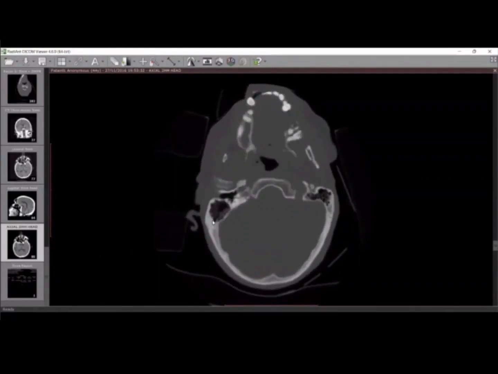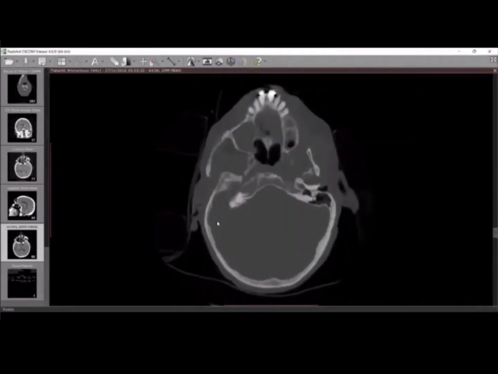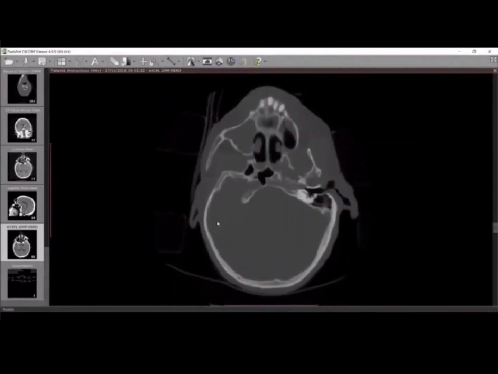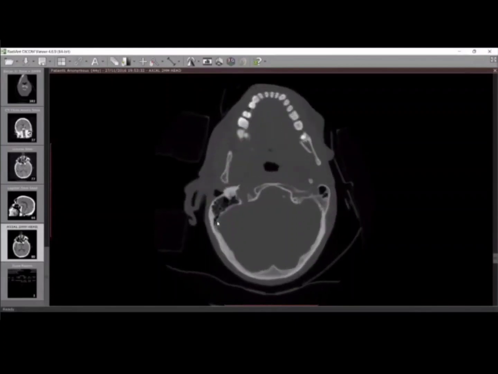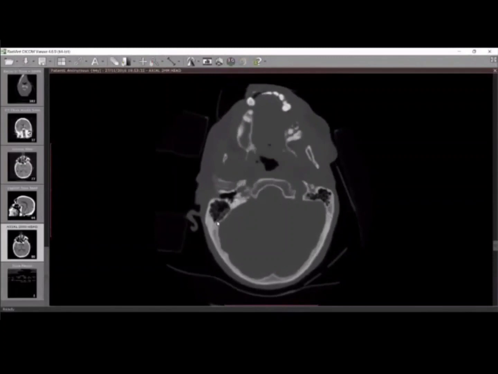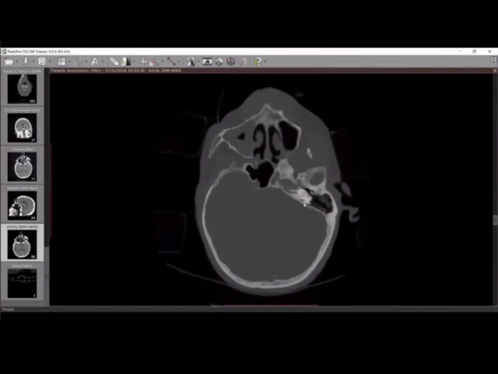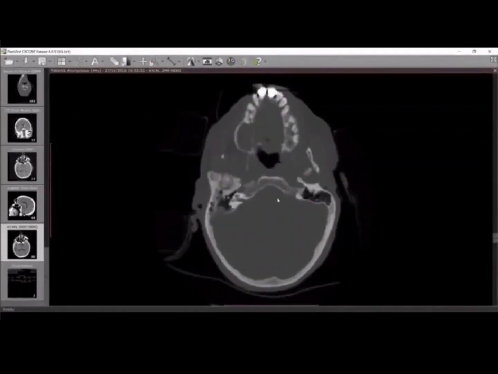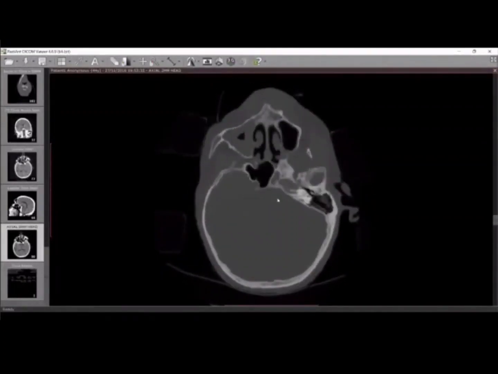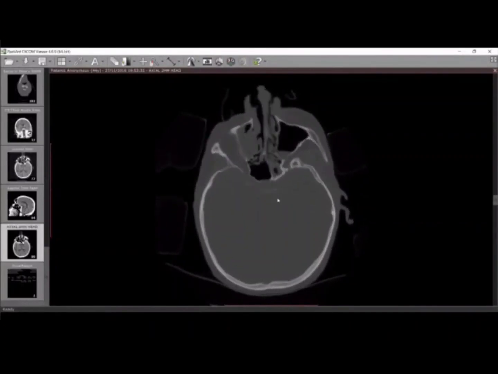There is some opacification of the right-sided mastoid air cells, but right now I'm actively looking if I can find a fracture at the base of the skull. I'm also trying to look at the middle ear ossicles. They look fine to me. I am going up now. The sinuses are filled with fluid, which is worrisome for me in a trauma patient.